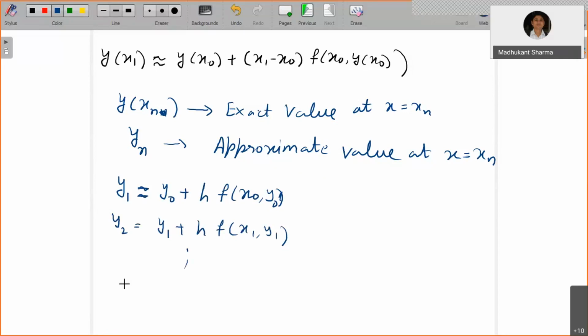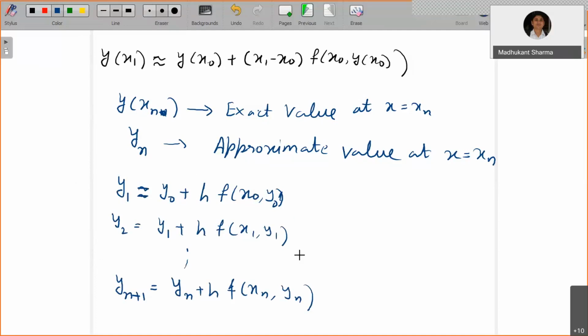Now y2 is going to be given by y1 plus h times f of x1 comma y1, and so on. So y(n+1) is going to be yn plus h times f of xn comma yn. So here you are reaching the point B in n steps: x1, x2, and so on, xn. The formula we have developed is called Euler's method.